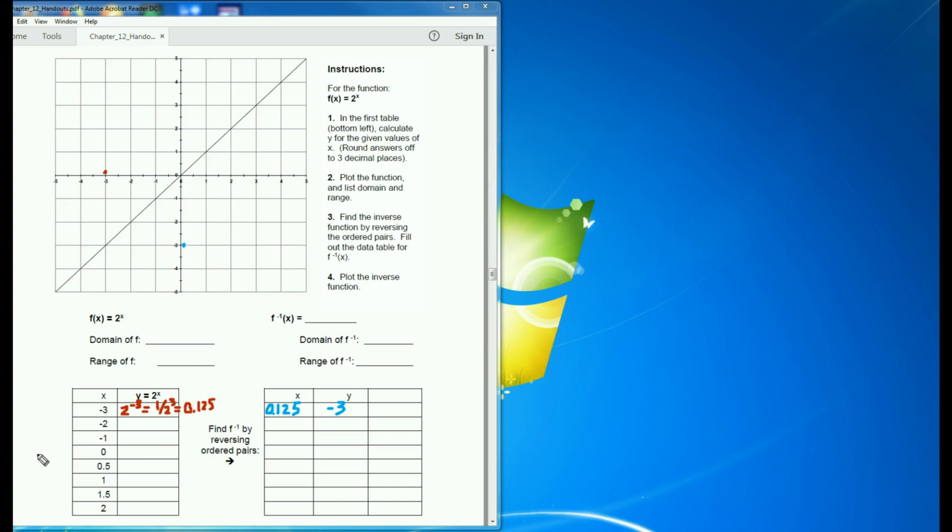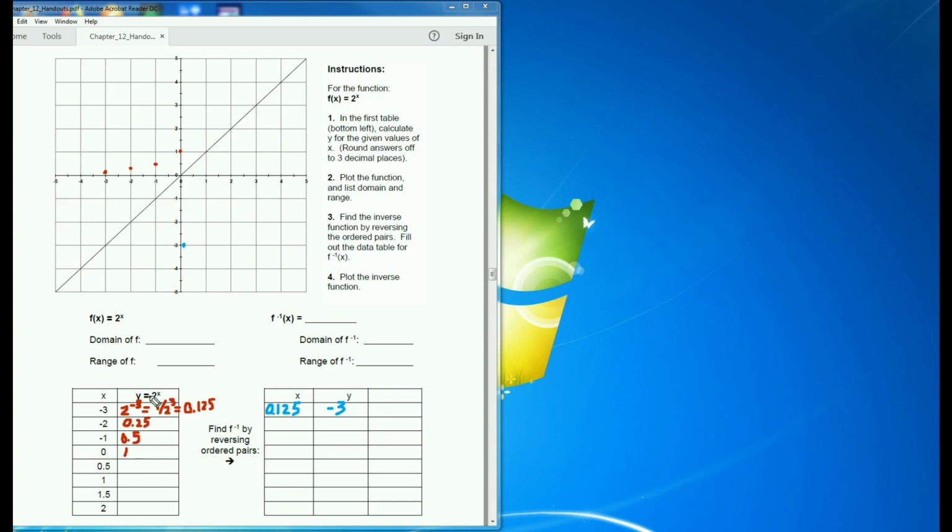All right, let's see on this one. 2 to the negative 2 is 1 over 2 to the 2, 1 over 4, which is 0.25. Let's plot these points as we go along. So negative 2, 0.25 is about here. 2 to the negative 1 is just 1 over 2, or 0.5. So let's plot that point: negative 1, 0.5, about there. 2 to the 0 is 1, so that's the point 0, 1, right there.